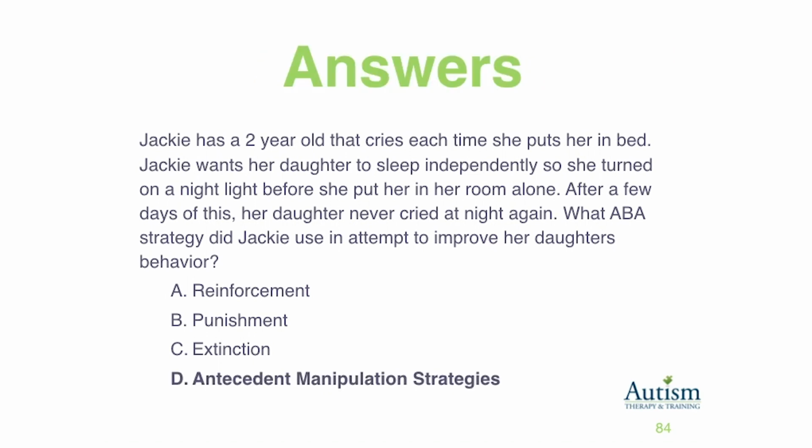And the correct response is D. Antecedent manipulation strategies. She put the night light in before the problem behavior occurred, so she manipulated the environment to reduce her problem behavior, which was effective.